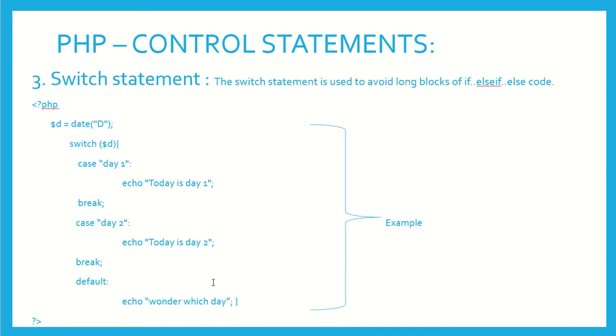If it is not being specified, if it is not falling in any of the labels mentioned, then the default will take place and it will be displaying echo I wonder which day. So that is about it. It is just a sample for using the switch statement.